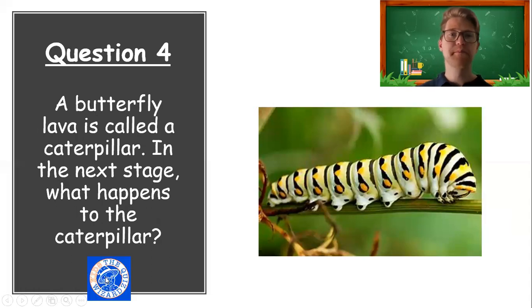Question four. This is science. This is about life cycles. A butterfly larva is called a caterpillar. In the next stage of the life cycle, what happens to the caterpillar?